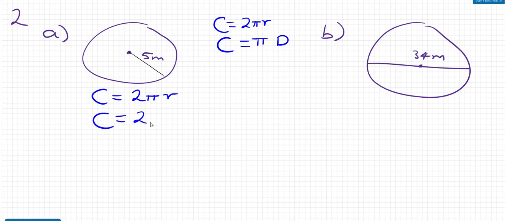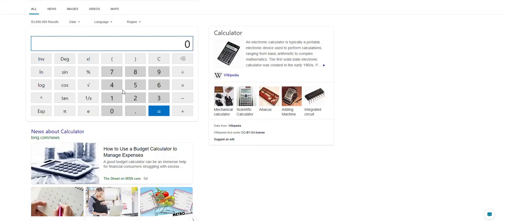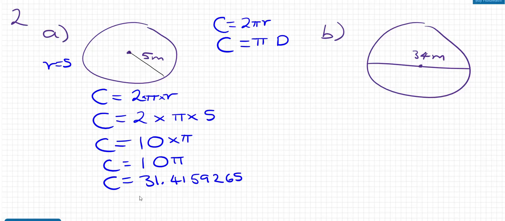So circumference is equal to 2. Now there's an invisible times in between everything. So 2 times pi times the radius, which is 5. I rubbed it off, so I put it back. Now you can put this straight into your calculator, or we can use our algebra skills to simplify this. I know 2 times 5 is 10 times pi. So if I didn't have a calculator, I can just write 10 times pi. But we can get a number, so let's use our calculator. 10 times pi, there's my number. Just wrote that down.